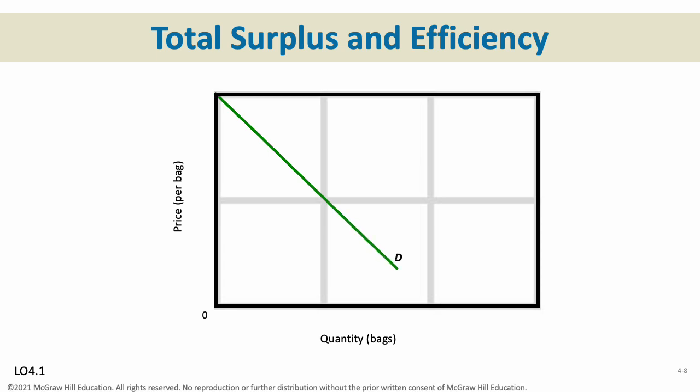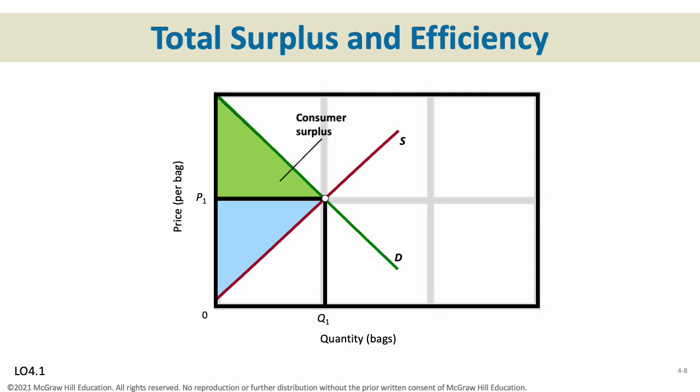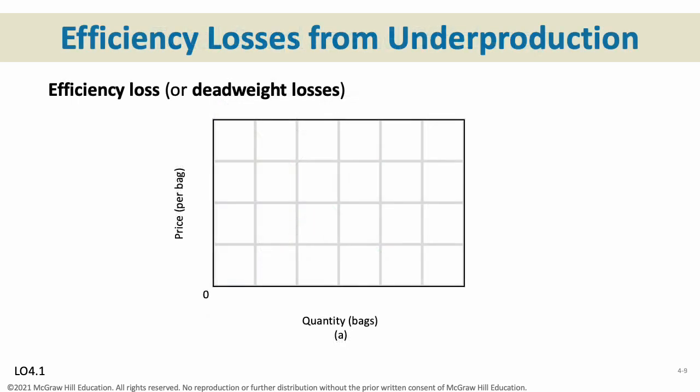If we look here, our consumer and producer surpluses get added up, and we would consider that to be our total surplus. And Q1 is our efficient quantity because that's market equilibrium. That's where our supply and demand curves cross, and that's equilibrium.